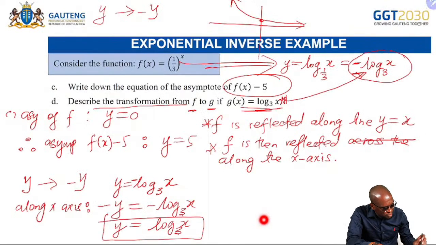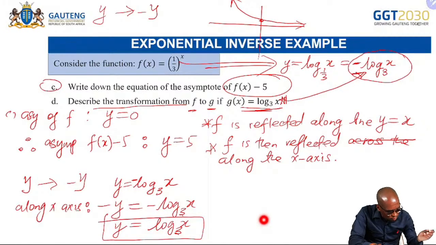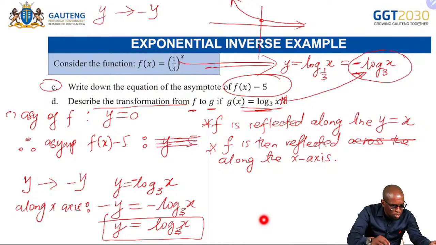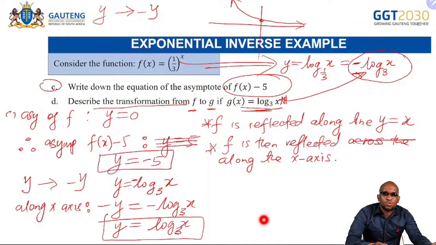Yeah, that's C here. This question, C, we're writing down the equation of the asymptote, and I wrote it as y equals 5. Remember, the graph was shifted down, so the equation of the asymptote should be y equals minus 5. It's not y equals 5, but y equals minus 5, because the graph was shifted down. So I made an error there, and I wanted us to correct that error before moving forward.